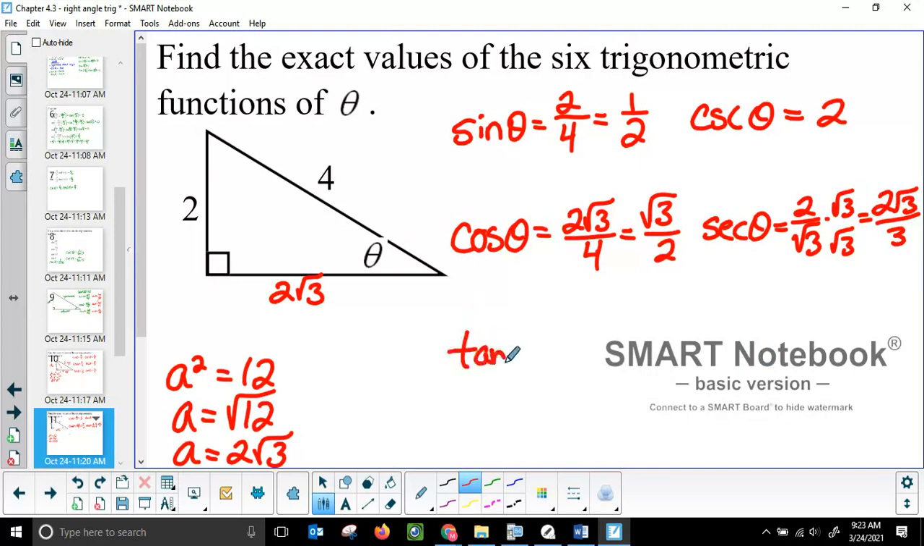All right, tangent of theta. We're going to get opposite over adjacent. So 2 over 2 square roots of 3. This will simplify. Of course, those cancel. Do be mindful, when everything up top cancels, you still have to put a 1 up there as a placeholder. So 1 over the square root of 3, which would rationalize to the square root of 3 over 3. All right. What would cotangent be?